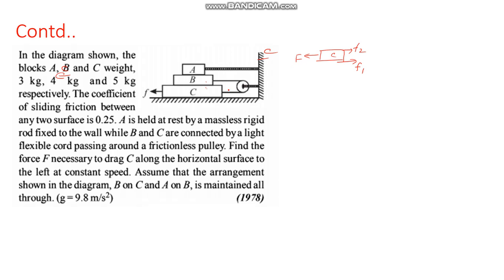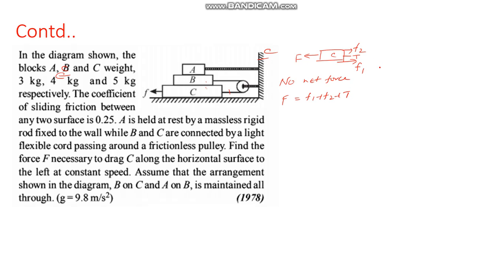In addition to this, there is a cord. So this is the situation, and it is moving with a constant speed, no acceleration. That means it is as good as there is no net force. Constant speed means no net force. That means F must be equal to F1 plus F2 plus T.